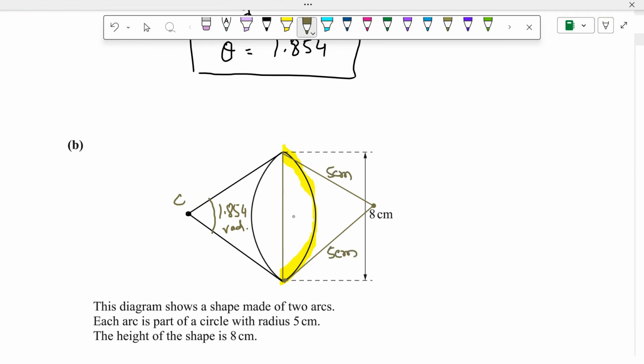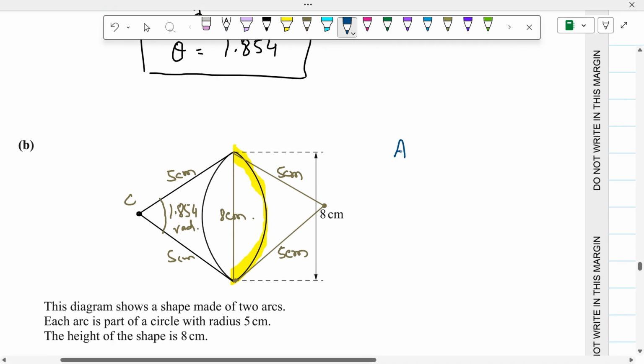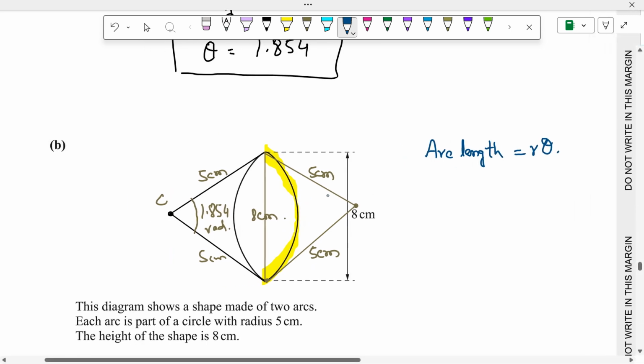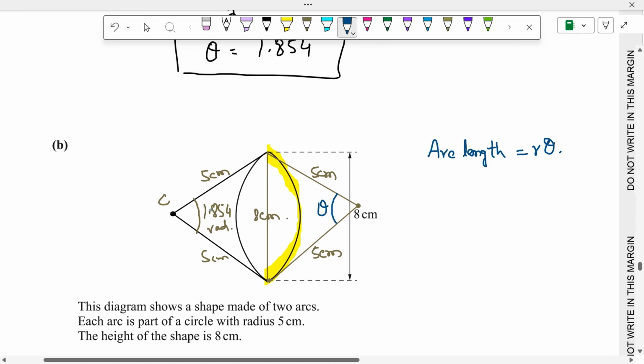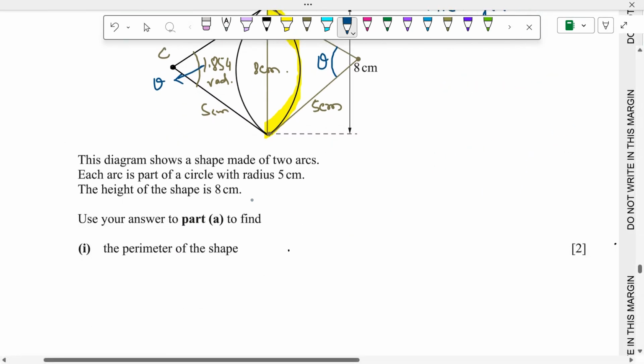This one is 5 centimeters and this one is also 5 centimeters, and the length of this line is 8 centimeters. We need to find the arc length, and we know that arc length can be found by using the formula r theta, because the angle between them is theta. This one is theta and this one is also theta. We already have the radius, which is 5 centimeters, and we already have theta.